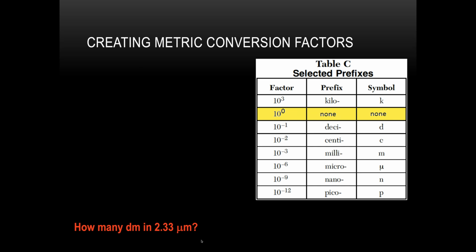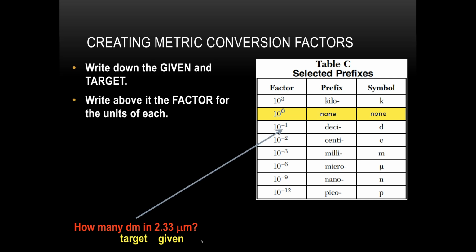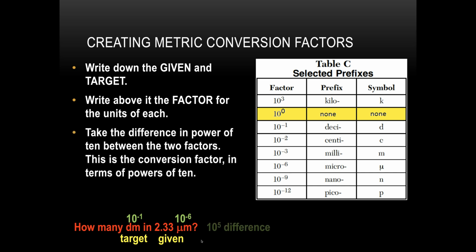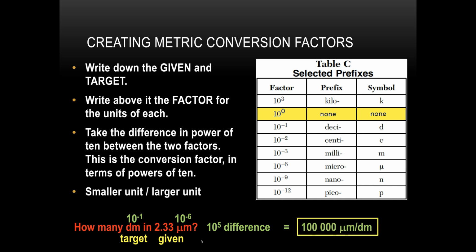Okay, how many decimeters in 2.33 micrometers? So again, we identify the given and the target. We look up their powers of 10. Deci is 10 to the negative first, right? Micro is 10 to the negative 6. There's 5 powers of 10 difference between them, negative 1 and negative 6. And that's 1 followed by 5 zeros, which is 100,000 of the little unit micrometer in one big decimeter.